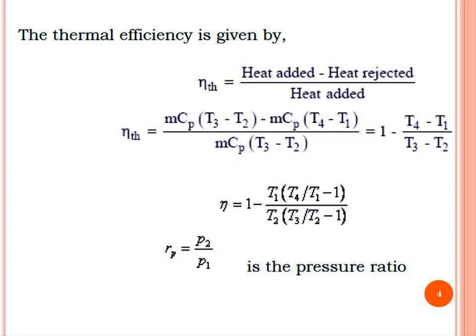If we assume that the mass of air or gas is the same and Cp of air or gas is the same, in that case we will get efficiency equals 1 minus (T4 minus T1) divided by (T3 minus T2). Again, if we go for further simplification, we will get efficiency equals 1 minus T1 (T4 divided by T1 minus 1) divided by T2 (T3 divided by T2 minus 1), whereas P2 by P1 is the pressure ratio.